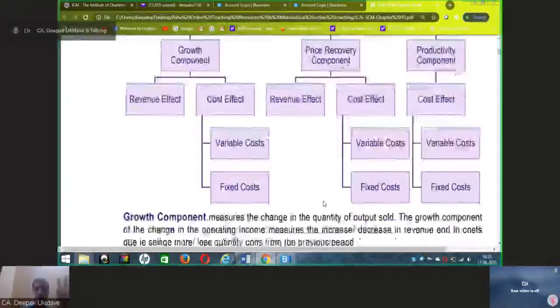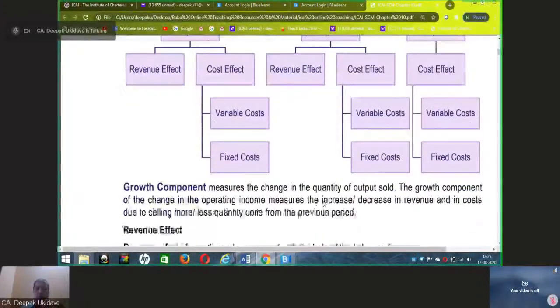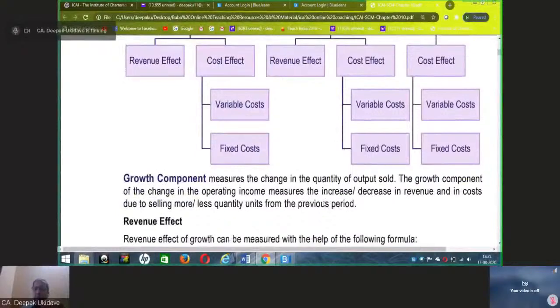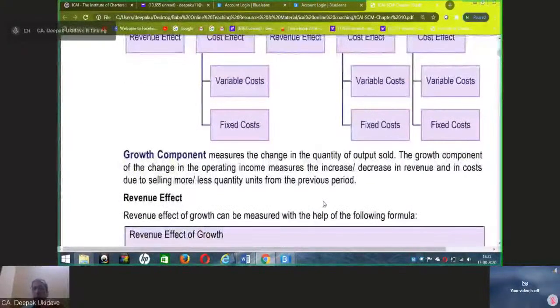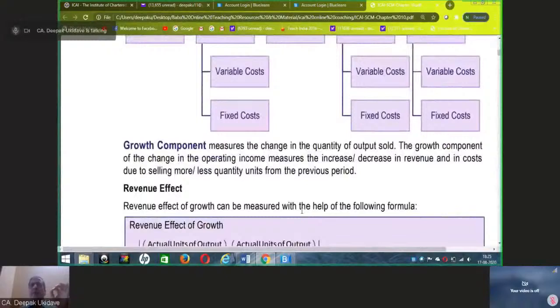Let us look at growth component first. Growth component, it measures the change in the quantity of output sold. I have highlighted, so you can also jot down when you are studying for the exam, you should make your own notes and highlight the key learnings from every chapter. So growth component, when you talk about, it measures change in the quantity of output sold. That means operating income increases or decreases because of change in revenue and change in cost, because of change in output. That is how the growth component we elaborate.